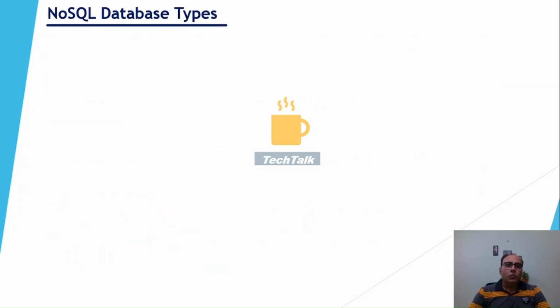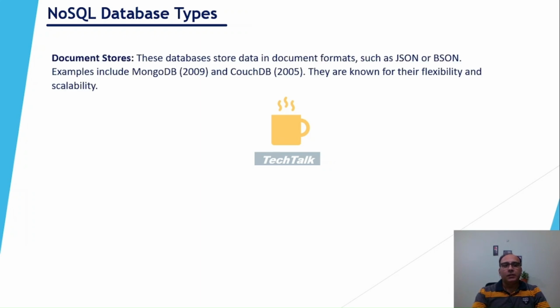Now let's talk about NoSQL database types. As I said, it can be categorized into four different categories. One is document stores. It is basically used to store different sorts of document formats. Your images, your PDFs, all those can be stored in such kinds of databases. It supports JSON and BSON formats. Examples are MongoDB and CouchDB. These databases are known for their flexibility and scalability.